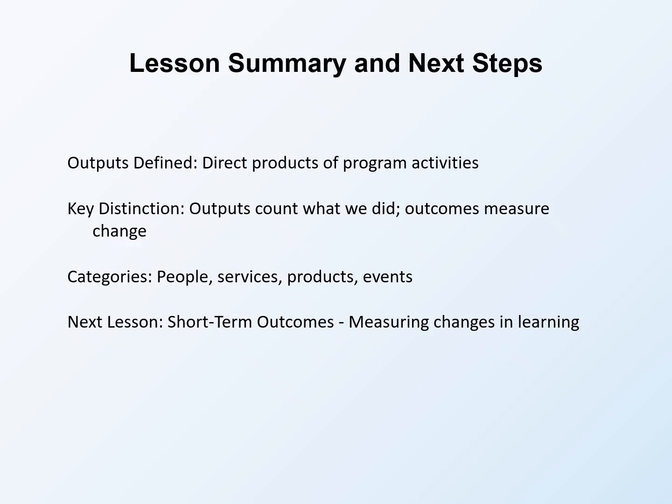Categories of outputs include people served, services delivered, products created, and events conducted during your program period. Most outputs fall into these common categories. In our next lesson, we will explore short-term outcomes, focusing on changes in learning such as awareness, knowledge, attitudes, skills, and opinions. This begins our journey through the outcome levels that demonstrate your program impact.